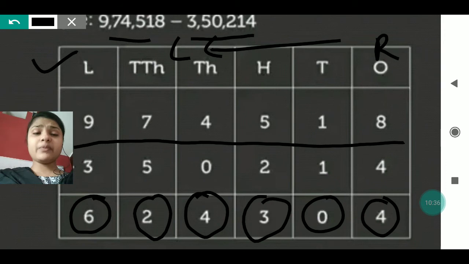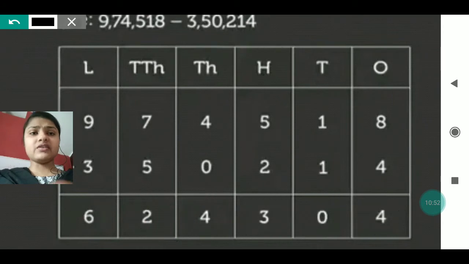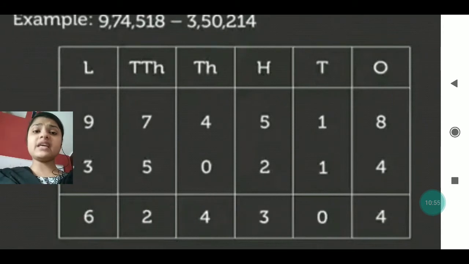So after subtracting 9,74,518 from 33,50,214, we have got 6,24,304. This is the difference which we have got after subtracting these two numbers.